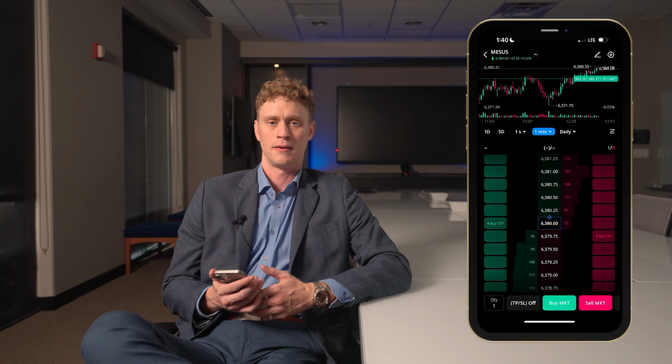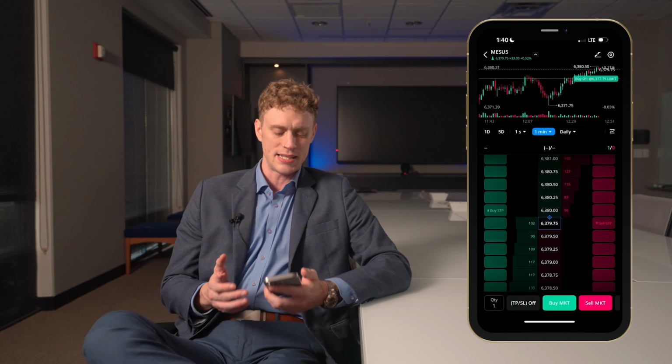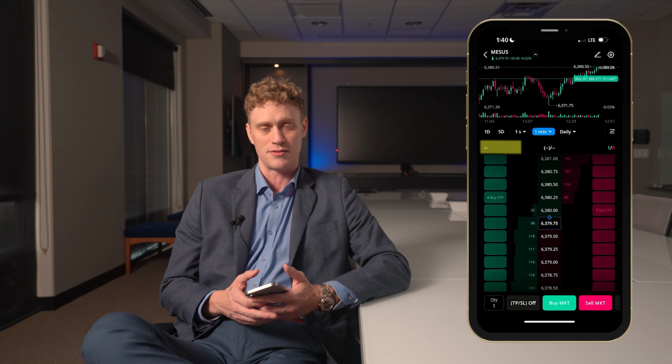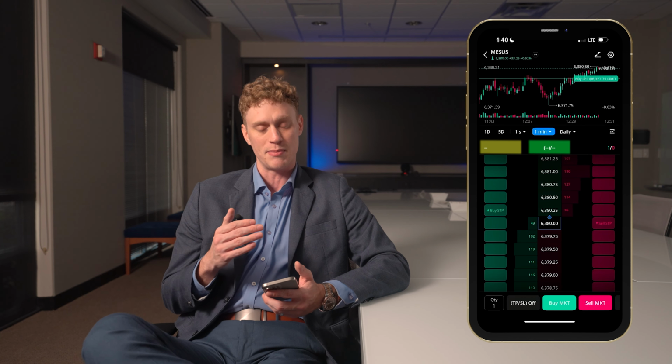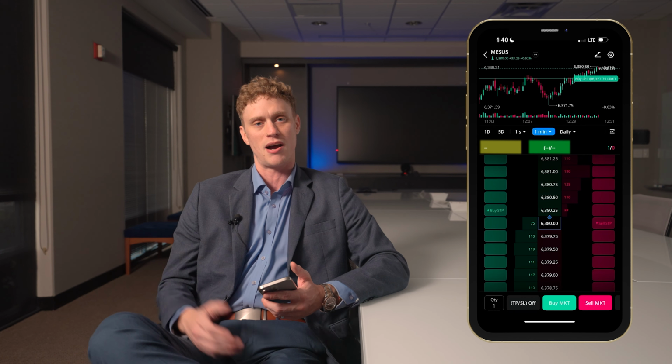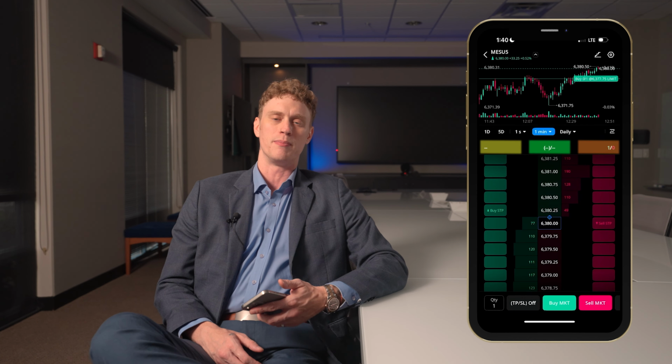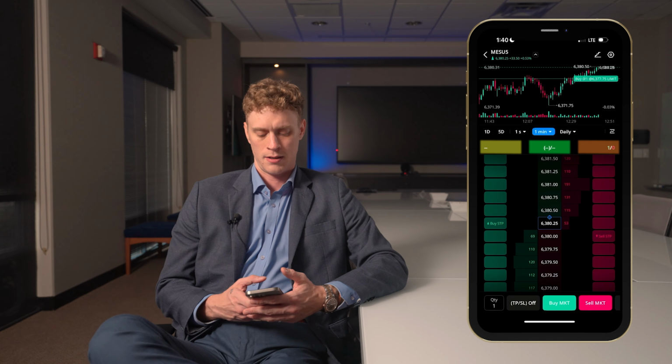You can see my position here on the chart, which makes it easy to monitor while I manage my position with adding or closing. Right above the ladder, you can see your individual trade statistics. On the left, I can see my day's profit and loss for this symbol. In the middle, I can see my open position and unrealized profit. And on the right, I can see my open buy or sell orders.